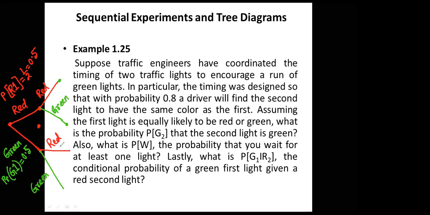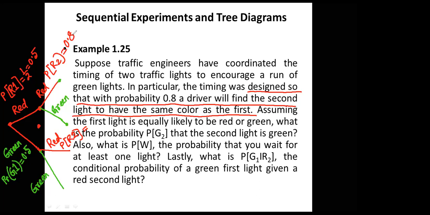And we can say that this red is the second red, or the probability of R2 is equal to what? What is the probability of R2? 0.8. Why? Look at this one. It is designed so that with probability 0.8, the driver will find the second light to have the same color as the first. So if the first color is red, then the probability of the second being red is 0.8, because the same color probability is 0.8.